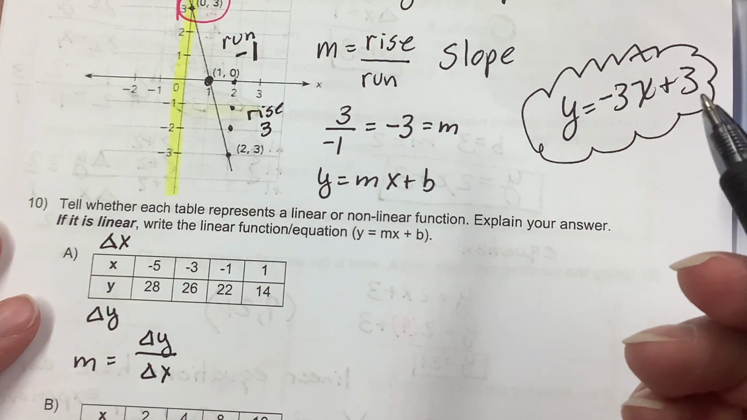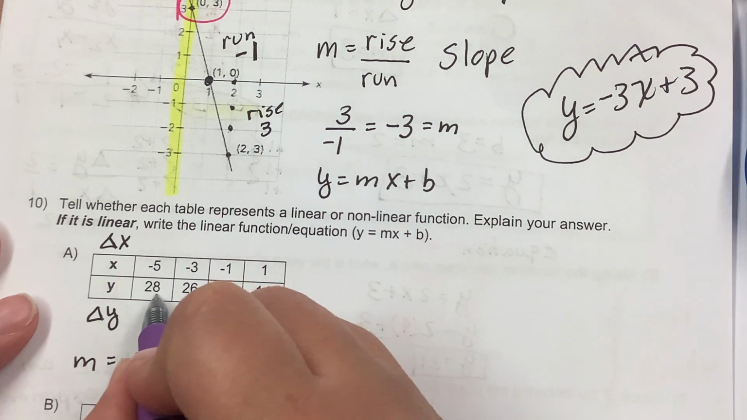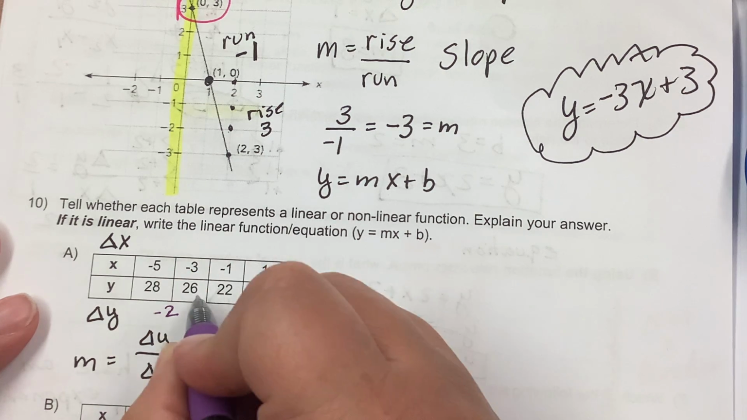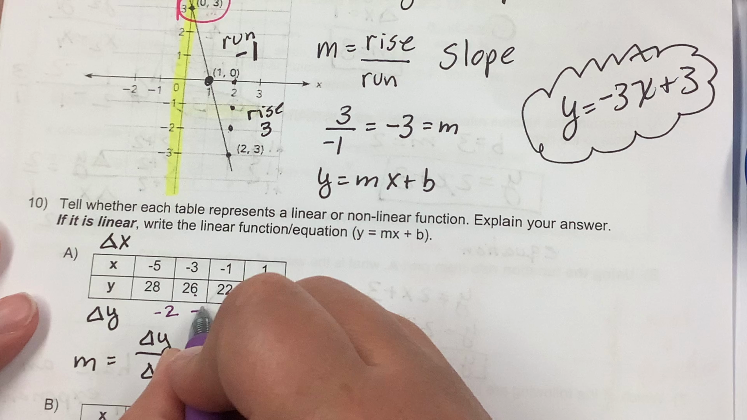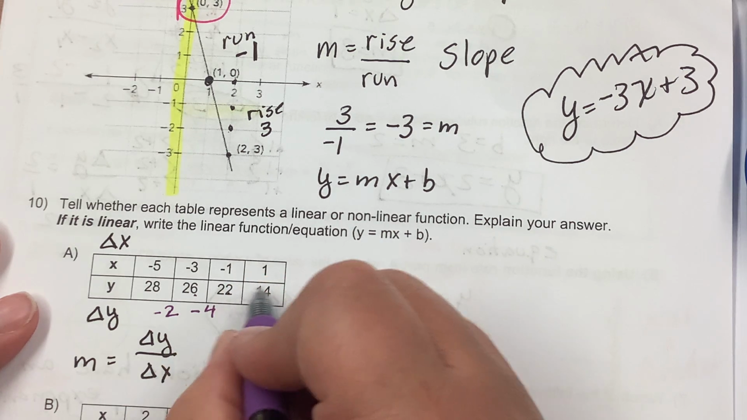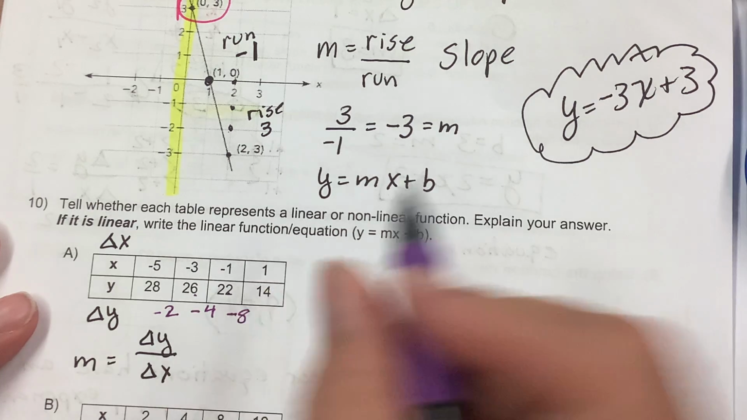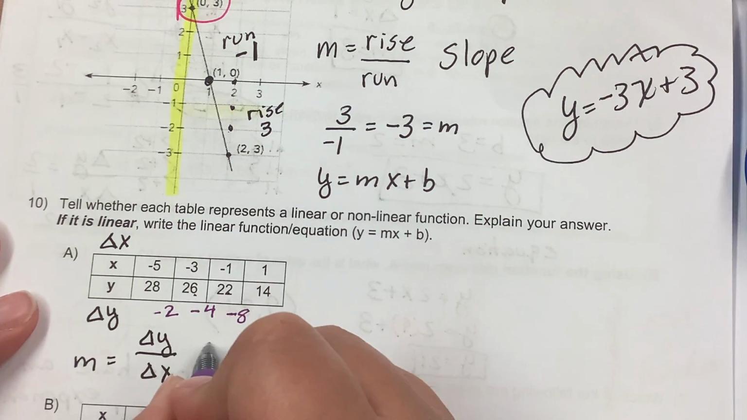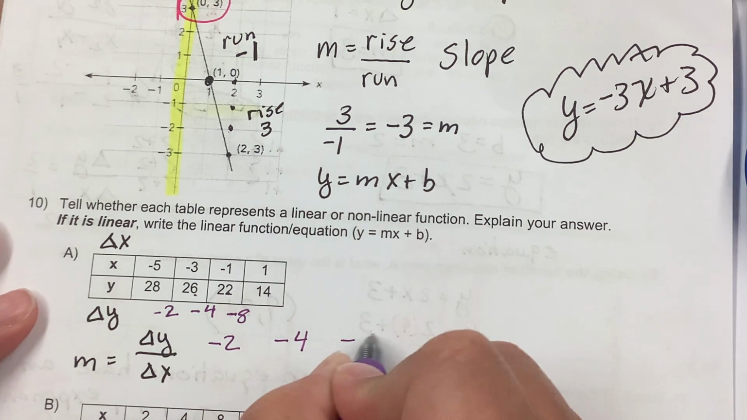And how do I find the change in y and the change in x? Well, simple enough. How do I get from 28 to 26? Well, I have to minus 2. How do I get from 26 to 22? Ooh, I have to minus 4. From 22 to 14, I'm going to minus 8. So my changes in y are negative 2, negative 4, and negative 8.